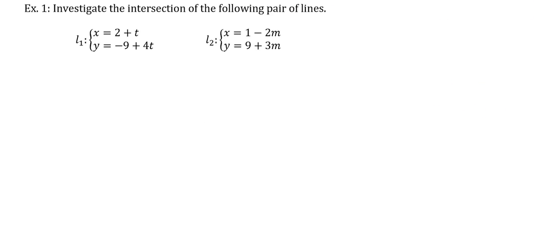Okay, let's try one. Investigate the intersection of the following pair of lines. So what's different now in grade 12 compared to grade 10 is in grade 10, we only really had one type of equation. Sure, it could be in standard form, or it could be in slope-intercept form, y equals mx plus b. But all of those are kind of polynomial form. And now we have different forms. We have scalar form, or we have parametric or symmetric. And so the math looks a little bit different, but the idea is the same.